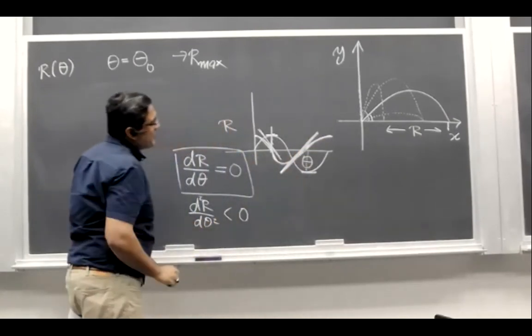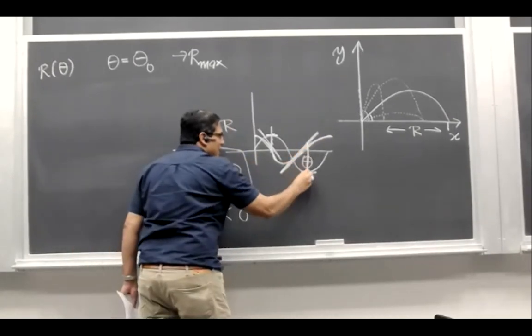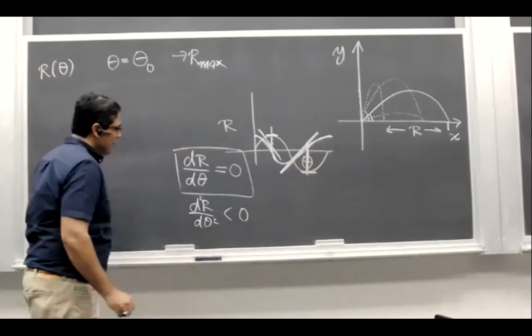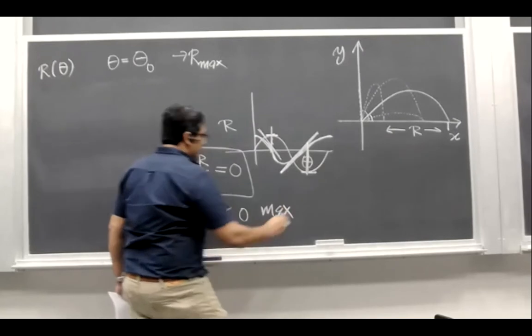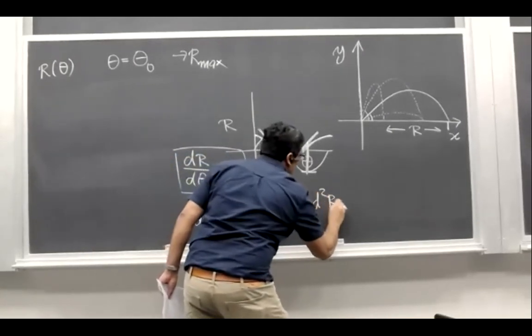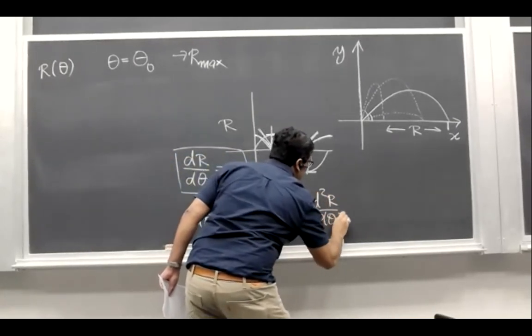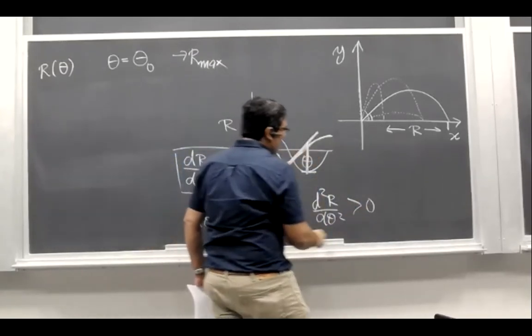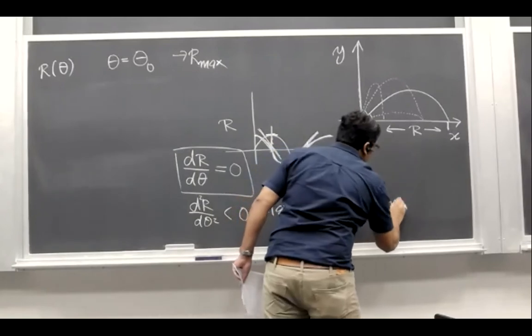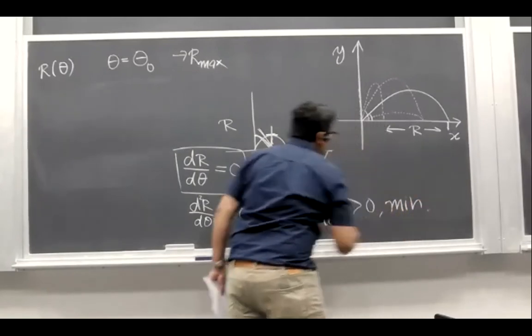And you see the second derivative is positive. So the point corresponding to this would be a minima. So this is the condition for maxima, and d squared r over d theta squared greater than 0, given that the first derivative is 0, would give you a minima. All right.